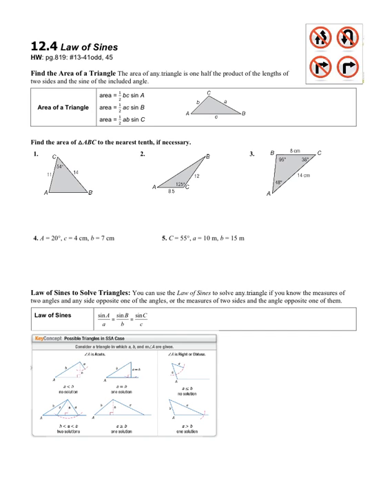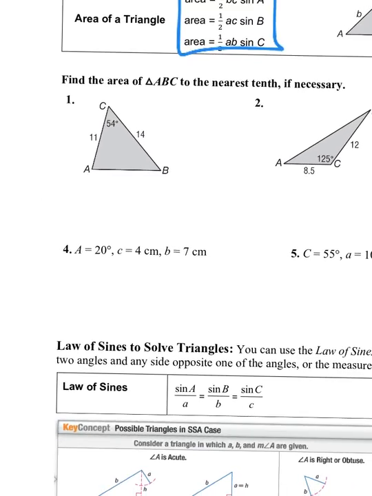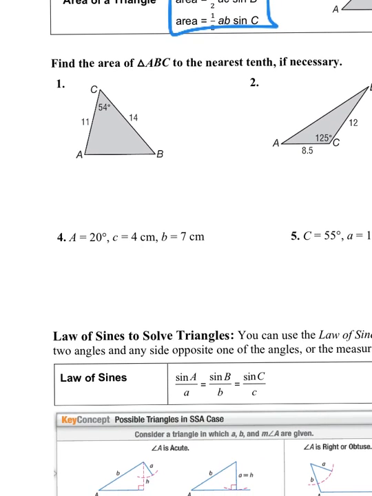Alright, so for this first part, if we have a situation where we have a side angle side, so we know the two sides of a triangle and also the angle included, we can find the area of the triangle using these formulas. All right, so let me give you an example. So number one, find the area of ABC to the nearest tenth if necessary. So you guys will be using your calculators and just make sure you are in degree mode.